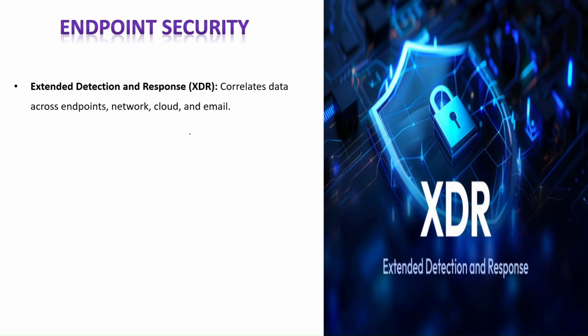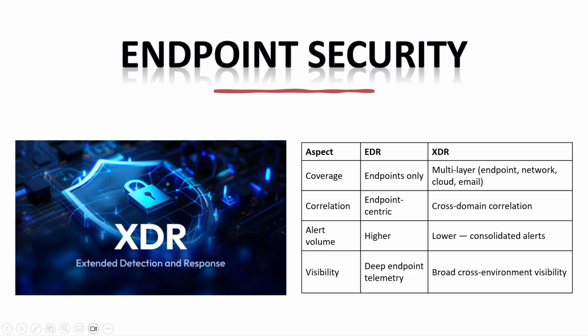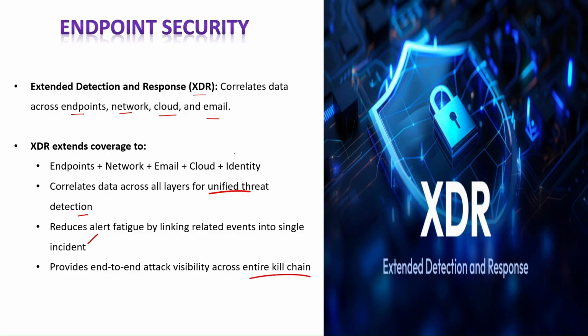So next is Extended Detection and Response, XDR, which correlates data across not only endpoints but endpoints, network, cloud, and email. So XDR extends coverage to endpoints plus network plus email plus cloud and identity. It correlates data across all layers for unified threat detection. It reduces alert fatigue by linking related events into a single incident and provides end-to-end attack visibility across the entire kill chain.